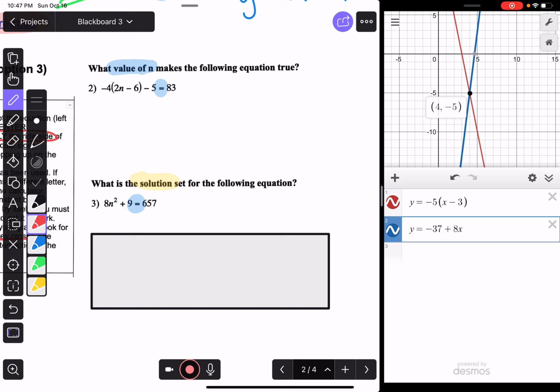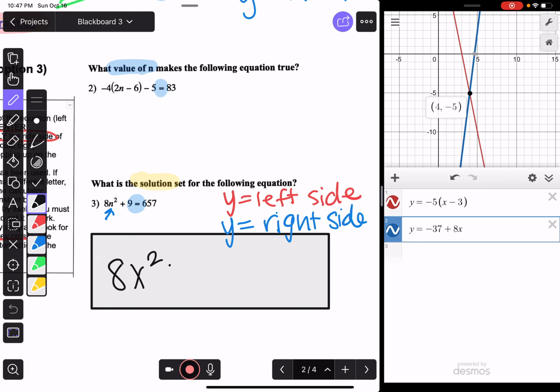So we're going to do y equals the left side, and then we're also going to graph y equals the right side. It's important that you don't change any value. You do want to change the letter, though, or the variable. So instead of that n, I'm going to change it to an x. I'm going to rewrite this to read 8x squared plus 9 is equal to 657. Our graph just tends to like x's better. Sometimes different letters will work, but for the most part, we really do like to change it to x.